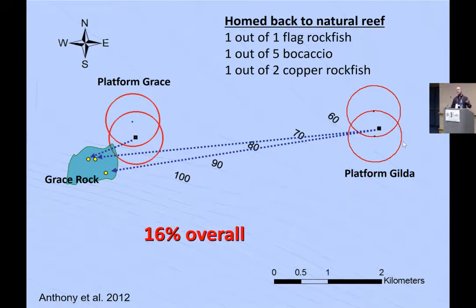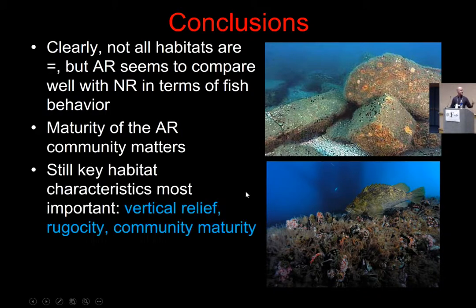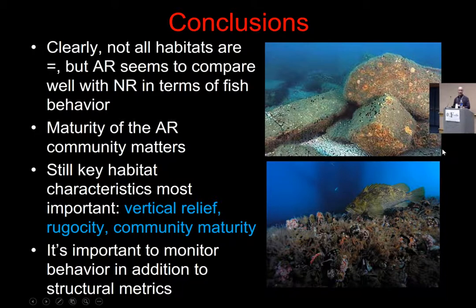So the bottom line is, clearly not all habitat is equal, but some of this artificial reef habitat, at least the way the fish are acting, appears to be functioning in much the same way as natural reef habitat. Obviously, the maturity of the community around those artificial reefs does matter. And obviously, those key habitat characteristics like vertical relief, rugosity, and community structure are very important. So obviously, monitoring behavior as well as community structure are very important aspects that we need to monitor, as John points out, to get at things like mortality, fishing mortality.